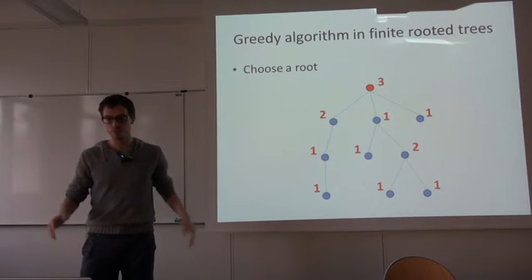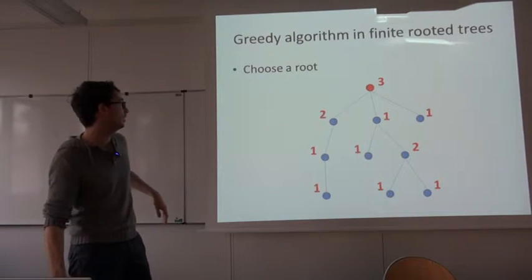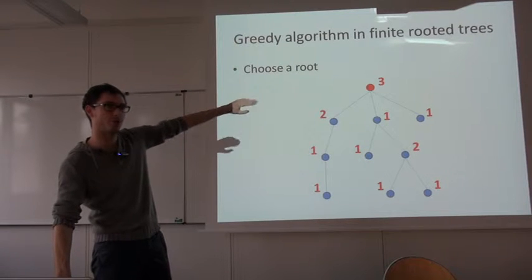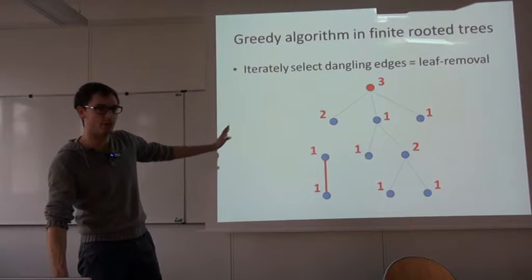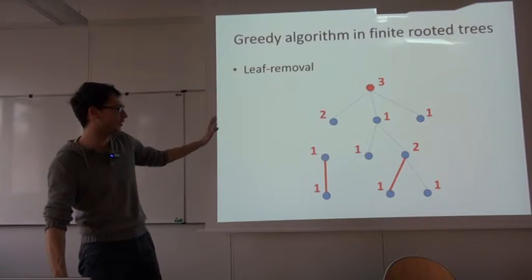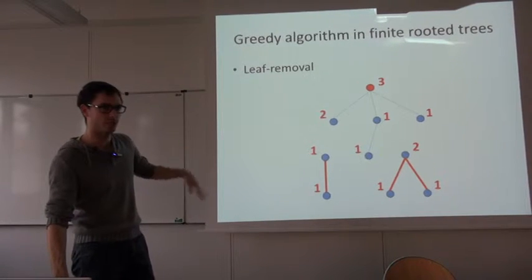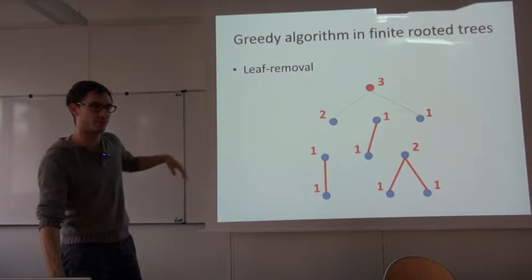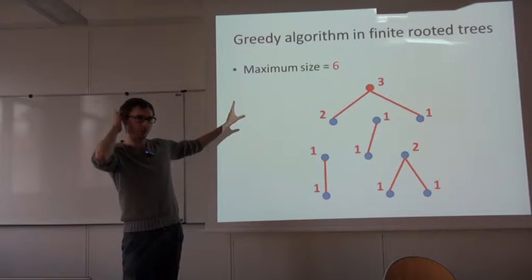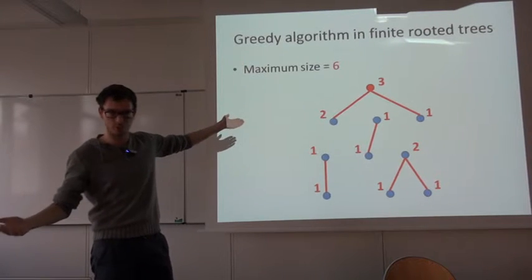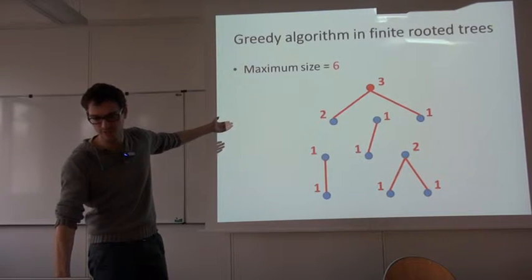So there's a very simple and greedy algorithm on finite trees, which is the following. We just pick a root, and we'll start doing leaf removal. That is, we are picking dangling edges and including them into the capacitated matching. And once we've considered all the edges, we know that we have a maximum sized capacitated matching, so we know the size of a maximum capacitated matching.